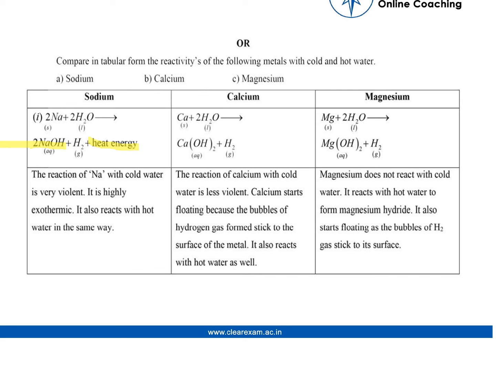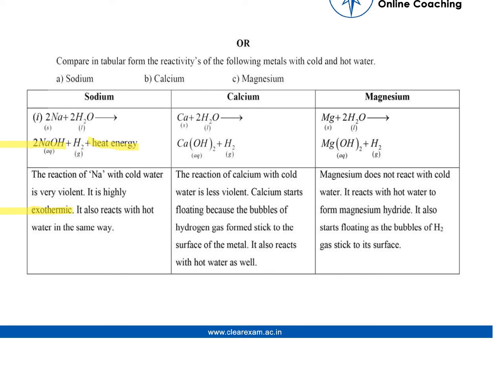It is highly exothermic, again heat energy released. It also reacts with hot water in the same way. Then calcium, the reaction of calcium with cold water is less violent. Calcium starts floating because the bubbles of hydrogen gas formed stick to the surface of metal. It also reacts with hot water as well.